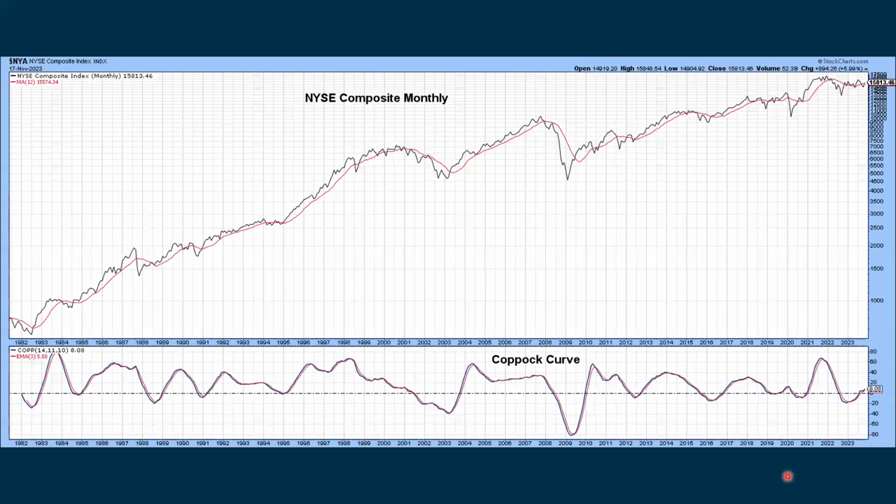We look at some long-term trend studies here. This is a monthly chart of the NYSE, where it was able to get back above its moving average. That's longer-term positive. And the KST curve, which is a momentum oscillator, is turning back more positive. So in the longer term, in the broader market, we are showing an improvement.